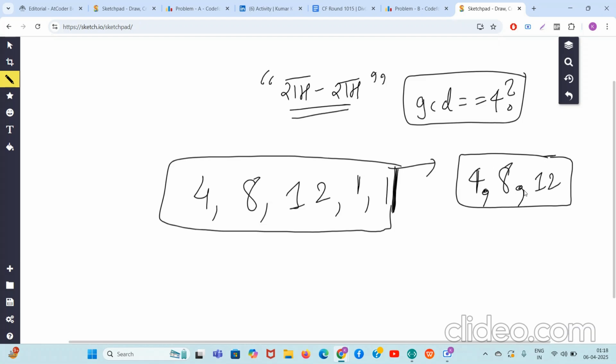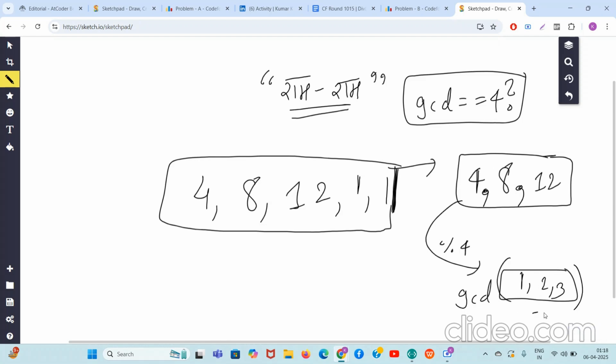Now we have extracted the numbers 4, 8 and 12. Now you guys know, right? Divide all of them by 4. 1, 4 twos are 8, 4 threes are 12. What is the GCD of 1, 2, 3? It is 1. GCD of 1, 2, 3 is 1.